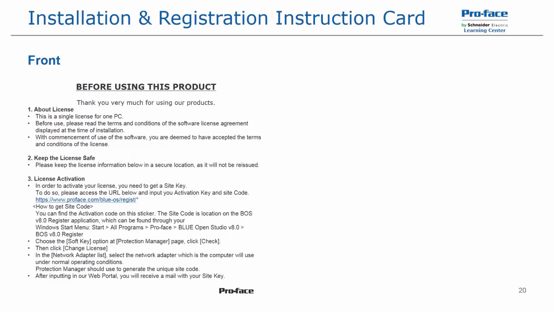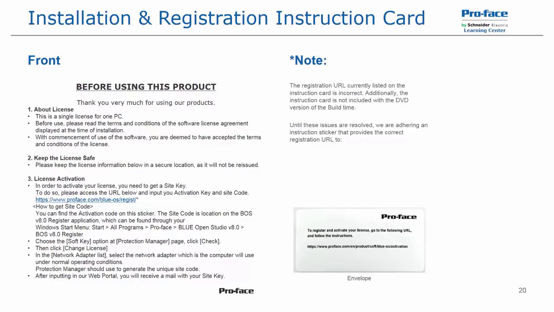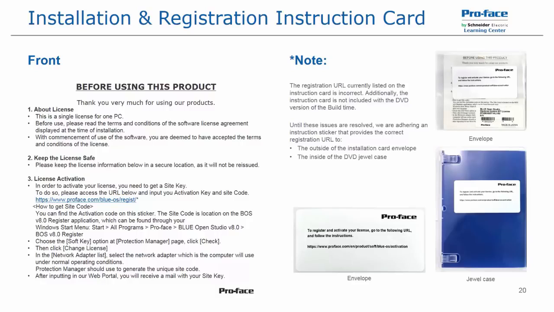And a brief description of the installation and registration instruction card. It's similar verbatim to what you see on our other instruction cards. The only difference is the registration URL that is on the card is currently inaccurate and it does not redirect you to the correct site. So what we have done is we have included a label with the correct registration URL, not only on the wrapping or cellophane packaging of the instruction card, but also on the inside of the jewel case for the installation DVD.